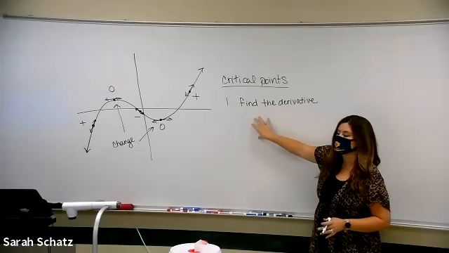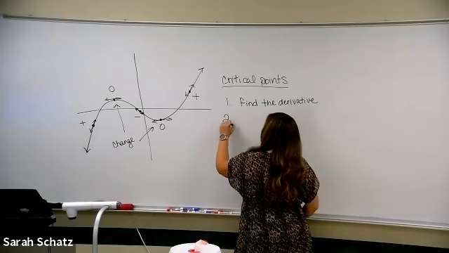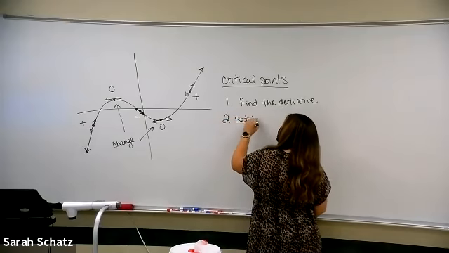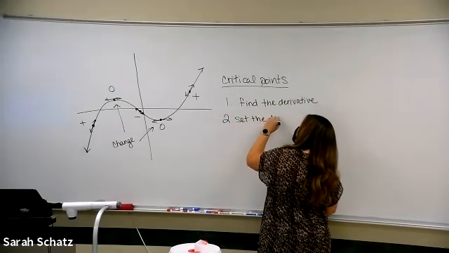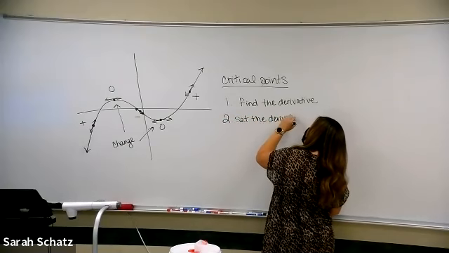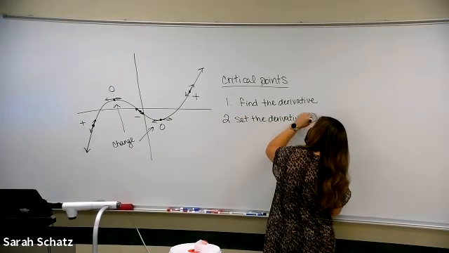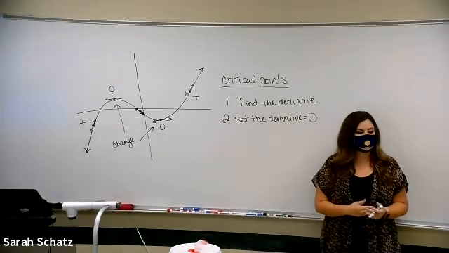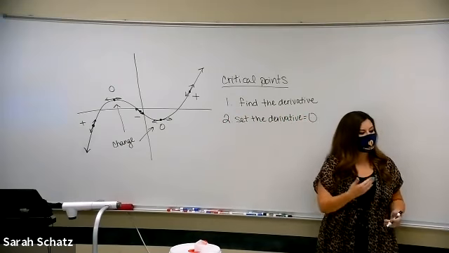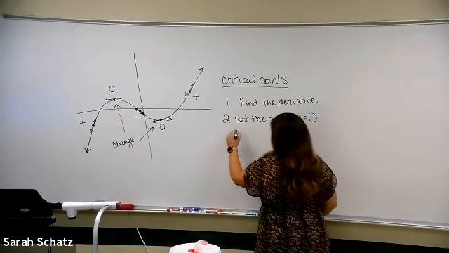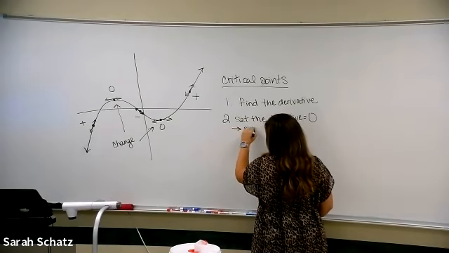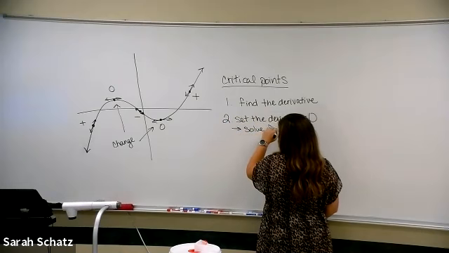First, we're going to find the derivative. And then we're going to set the derivative equal to 0. When I set the derivative equal to 0, I'm going to solve for x. So that's kind of a sub-step here. I am going to set it equal to 0, and I'm going to solve for x.